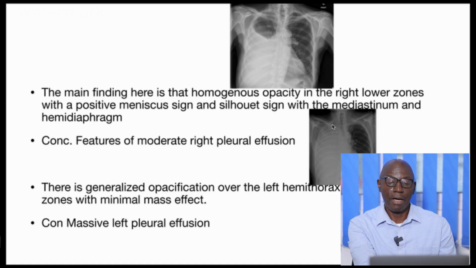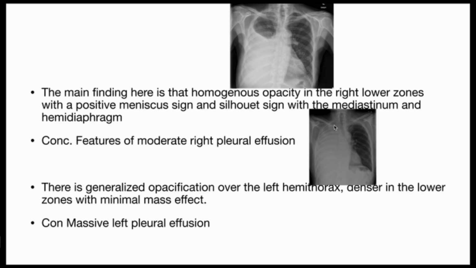On the other hand, I have already talked about this. When you have it complete, we tend to have generalized opacification over the left hemithorax, denser in the lower zones with minimal mass effect, and that's when we can talk about the mass effect, with the massive pleural effusion. So those are some of the elements which one looks out for whenever you think about the pleura.